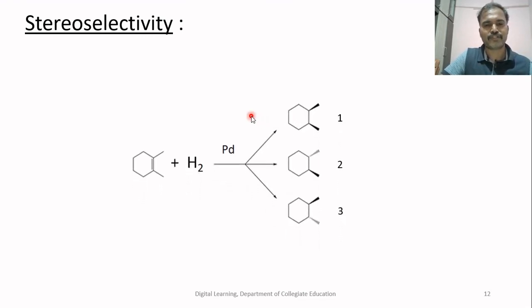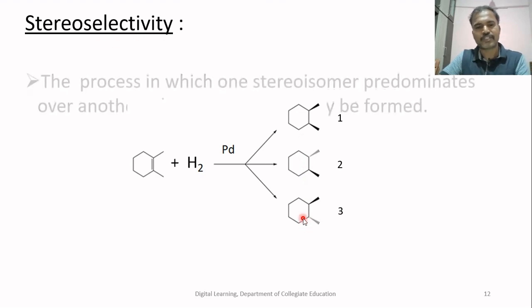Now consider stereoselectivity. It can be better understood by taking this reaction as an example. I have taken catalytic hydrogenation of an alkene. So it gives three different stereoisomers. You observe this reaction. When a single set of reactants can give more than one isomeric product, stereoisomers we can say, then one of the products will be predominant over the others. This is what we call stereoselectivity.